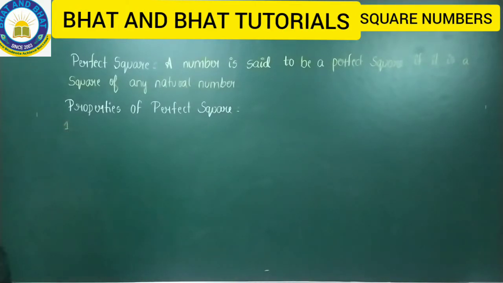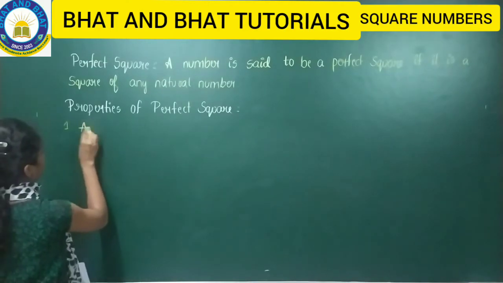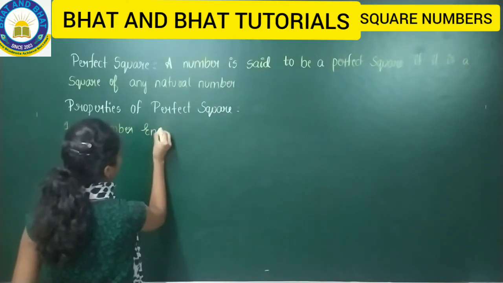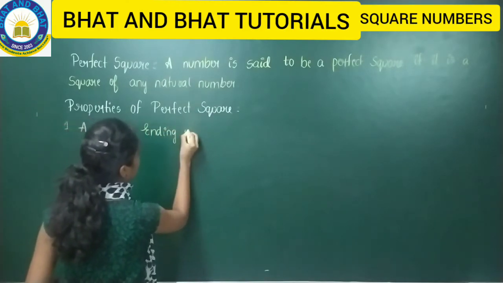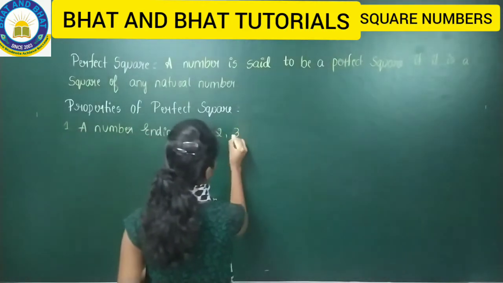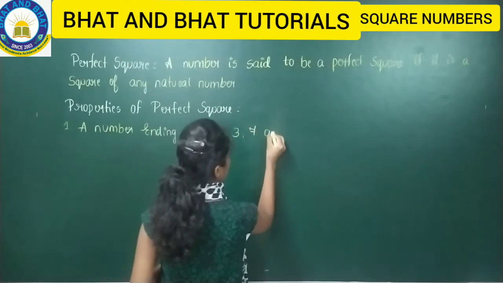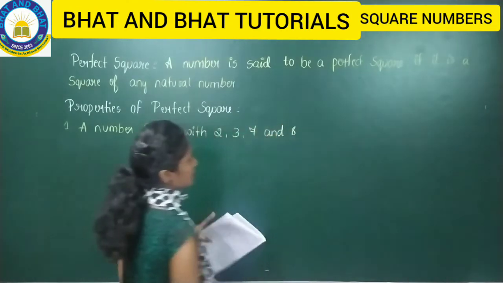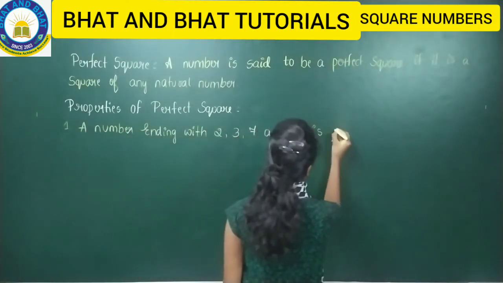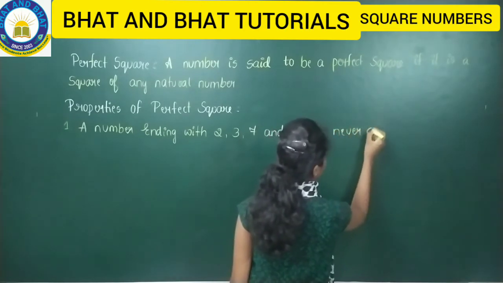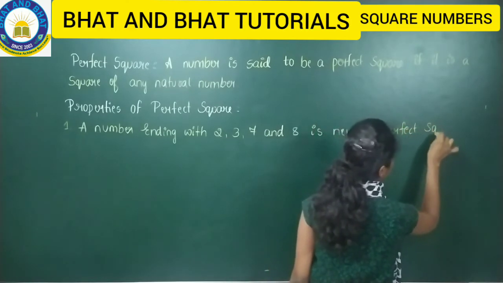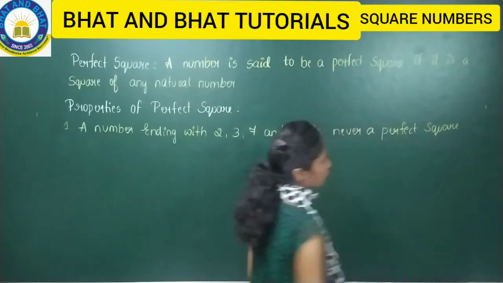Property number 1. A number ending with 2, 3, 7 and 8 is never a perfect square. So this one we already got.